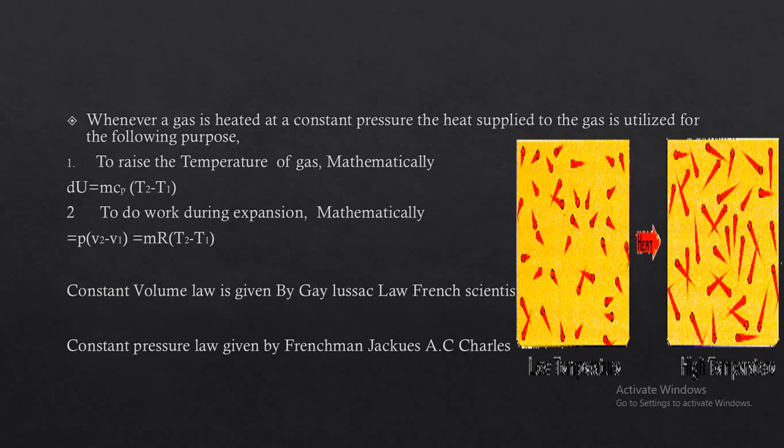Whenever gas is heated at constant pressure, the heat supplied to the gas is utilized for the following purposes: to raise the temperature of the gas, mathematically dU equals m Cv (T2 minus T1); and to do work during expansion, P(V2 minus V1), which equals m R (T2 minus T1). The constant volume law was given by Gay-Lussac, a French scientist, and the constant pressure law was given by the Frenchman Jacques Charles.